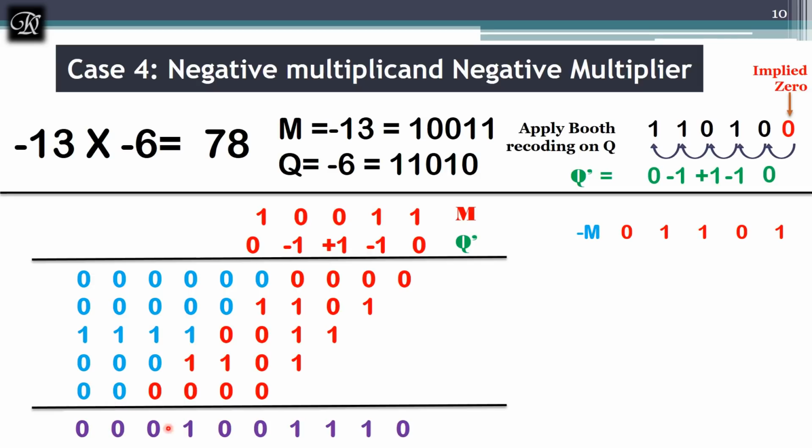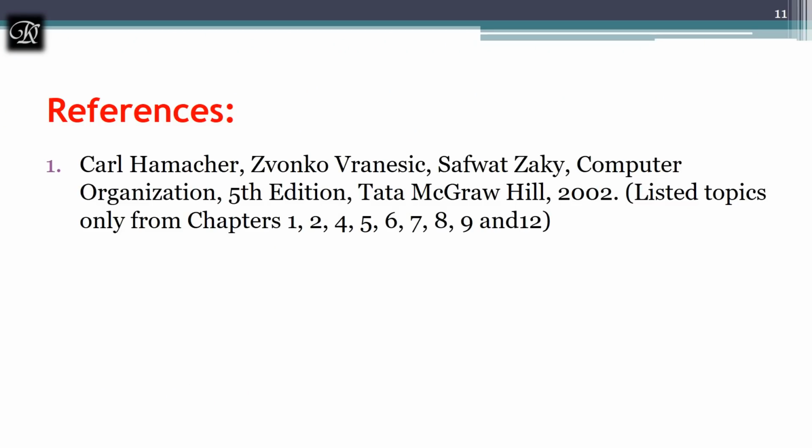This is positive 78 which we got in case 1, that is 2 plus 4 plus 8, it is 14 plus 64, 78. This is how the Booth algorithm is used for multiplying signed multiplicands and multipliers. It is nothing but it's going to be used for signed operands. And this is the textbook I have used to explain these concepts.